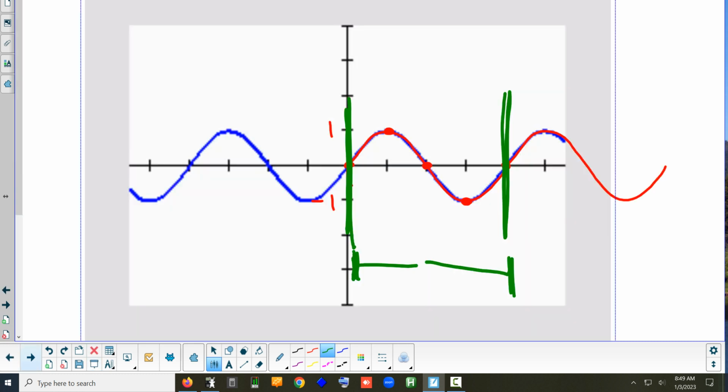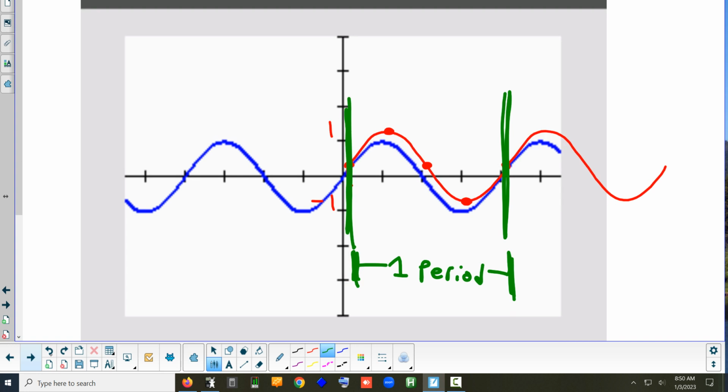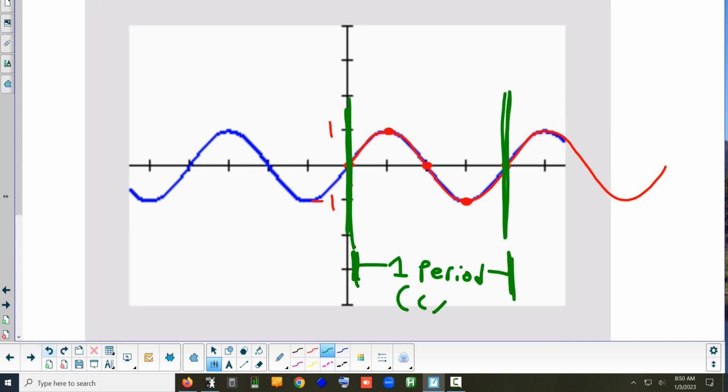Okay, so what is this distance called from here to here again? Not how long is it, what's it called? Yeah. A period? Yep, this is called 1 period. I'm just going to write that in there. That's 1 period of the graph, which is also known as a cycle.